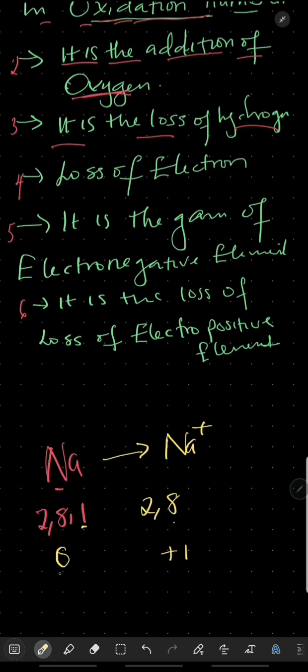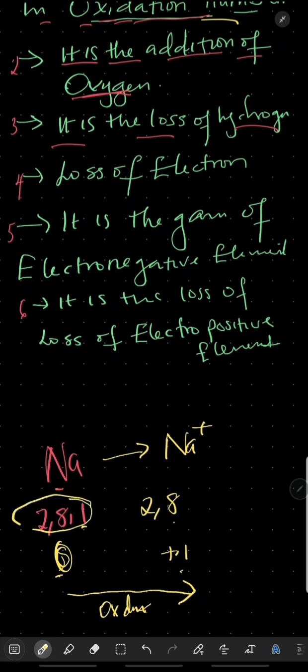If the oxidation number increases from 0 to plus 1, that is an increase in oxidation number. Here the oxidation number is 0, here it is plus 1. So it increased, and an increase in oxidation number is simply called oxidation. Now if it goes from 0 to plus 1, it simply means that the electron number will also decrease from 11 to 10.